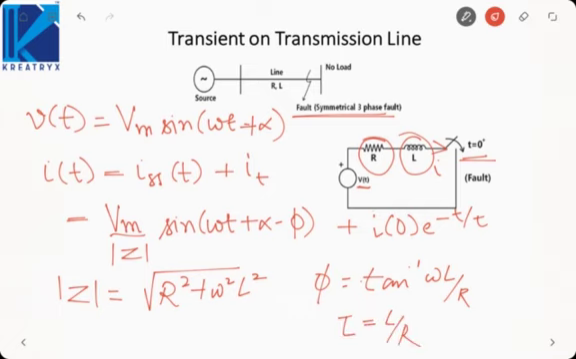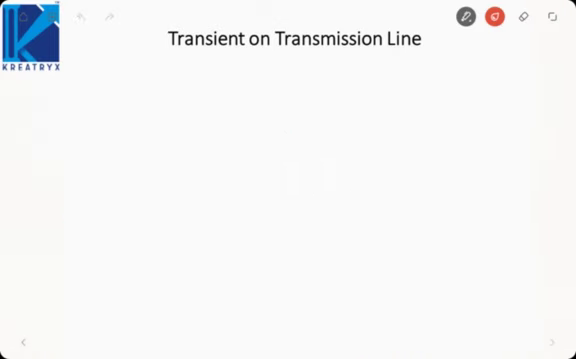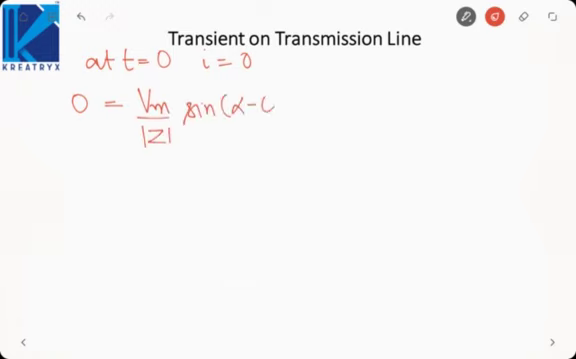Now I know that we are assuming a no load condition before the fault. So current at 0 will be 0. So at t equal to 0, we can equate the current to be 0, because current cannot change instantaneously due to the presence of inductance. So at t equal to 0, I is 0. So 0 will be equal to Vm by mod Z sin(alpha minus phi) plus I0 e raised to the power minus 0 by tau.